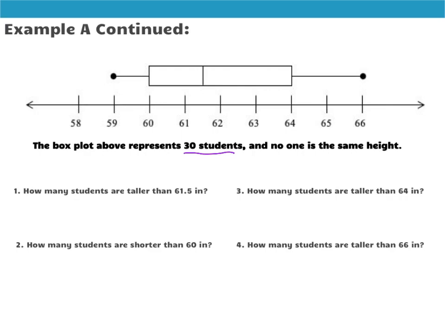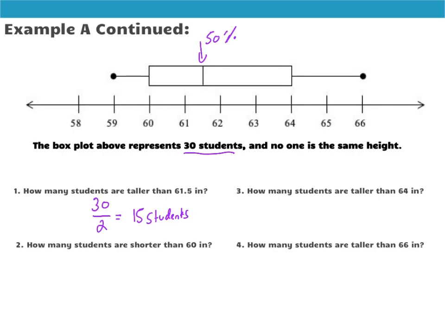Question 1 says, how many students are taller than 61.5 inches? We know that 61.5 is our median, which equals 50% of our data, right? So if half of the people are going to be at 61.5 or below, the other half will be at 61.5 or above. Since we're talking about 30 students, we're going to divide that in half. 30 divided by 2 is going to be 15. So 15 students are going to be taller than the median because the median is the middle.